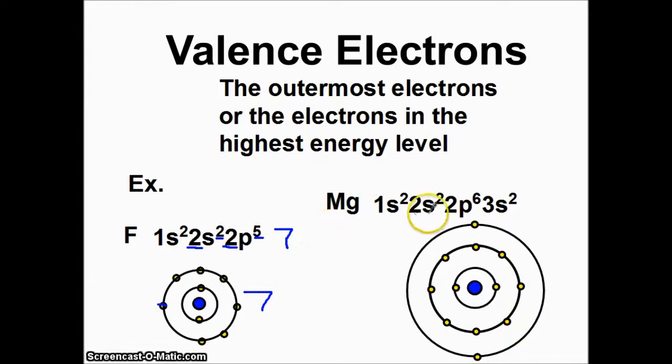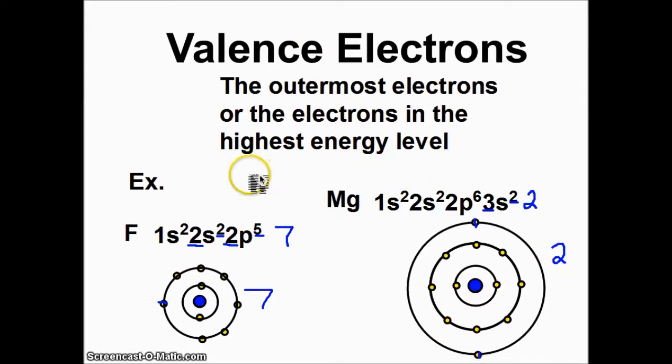Let's look at another example. Here's magnesium, and magnesium's highest energy level is 3. So we look at anything that has a big 3 in front of it. Only this one has a big 3, and that's 2 valence electrons. Or we can look at Bohr's model, where we have 2 on the first energy level, 8 on the second energy level, and then just 1 and 2 on the outermost energy level. So again, just the 2 valence electrons.